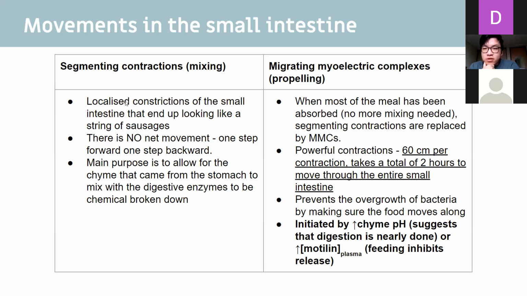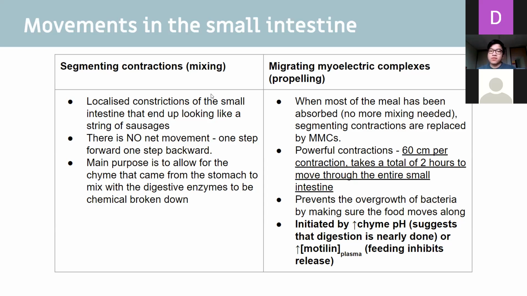The migrating myoelectric complexes occur when most of the meal has been absorbed. So the segmenting contractions have done their thing, and the MMCs are needed to move everything to the large intestine. There are a few values to these contractions. They're about 60 centimeters per contraction, and the whole process of moving the food along the small intestine takes about 2 hours. You need this movement to prevent the overgrowth of bacteria, making sure the food moves along and there isn't any stasis that allows bacteria to accumulate.